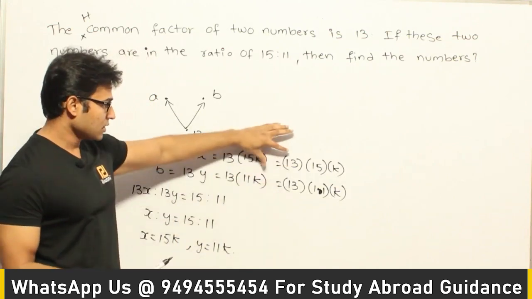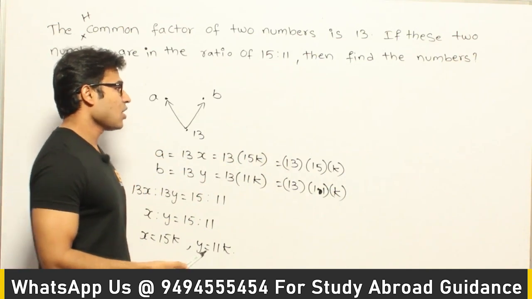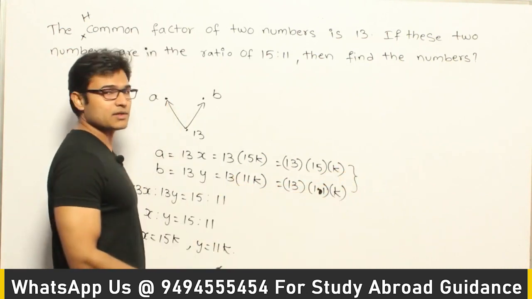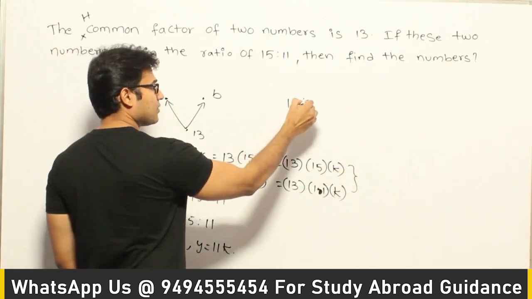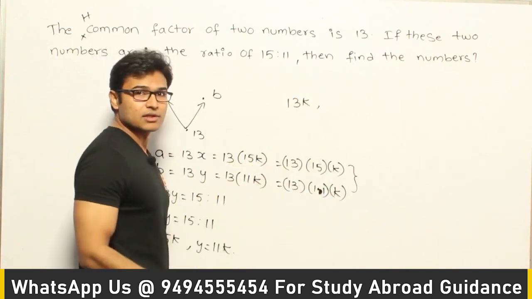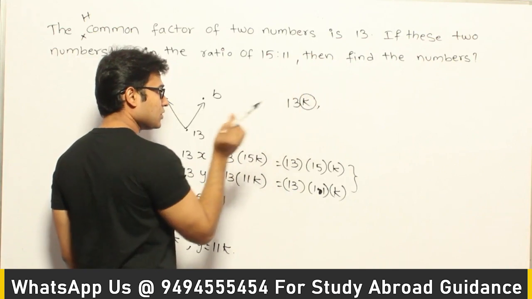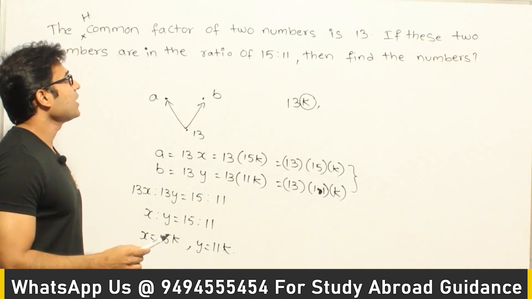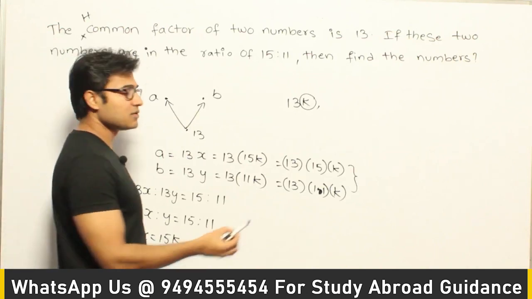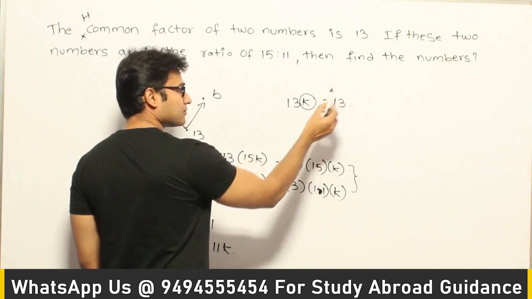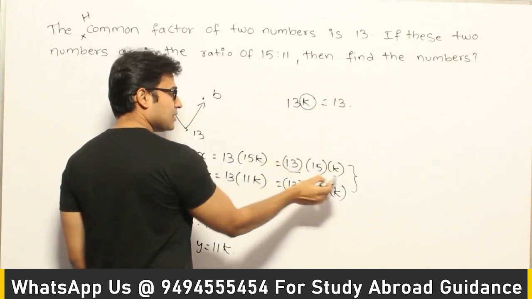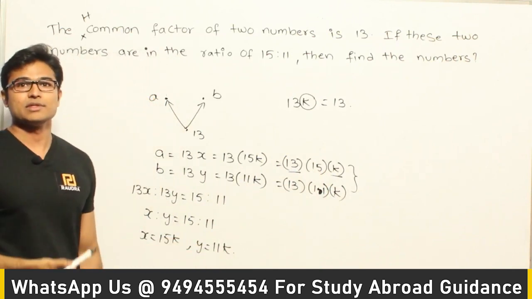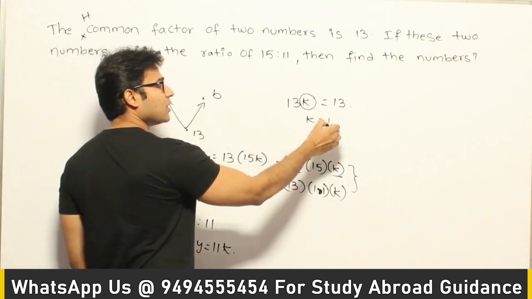Why? If you find out this, what is the common factor? If you assume that these are the two numbers, the common factors are 13k and 13k, isn't it? So for k equal to 1, 2, 3, and so on, you are going to get many common factors, right? Now if you say that the highest common factor itself is 13, then what is the meaning of it? 13k equal to 13. Are you getting this? 13k is the highest common factor. Now if they say that the highest common factor of these two numbers is 13, then definitely k is 1.